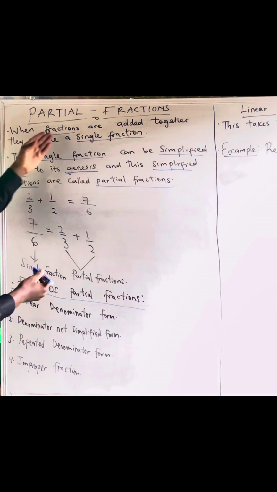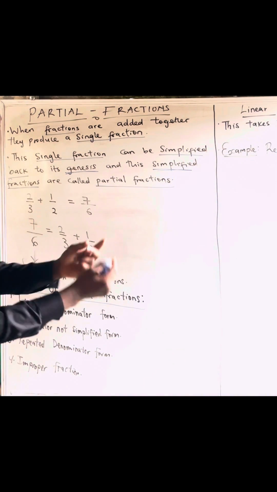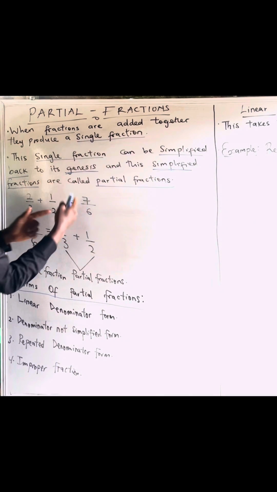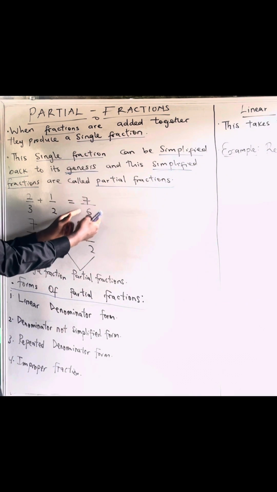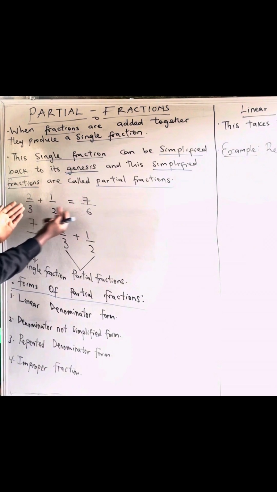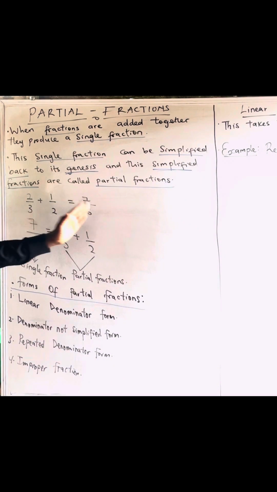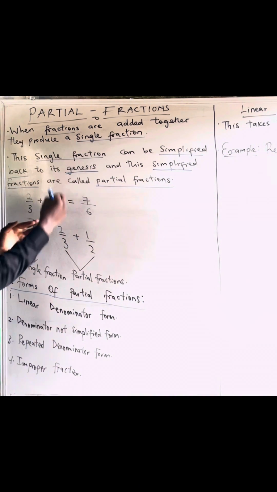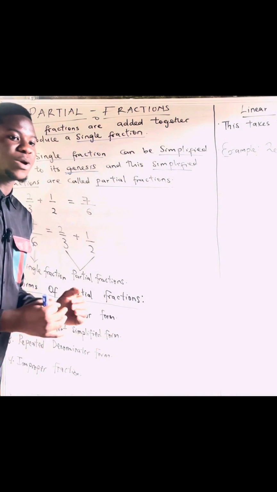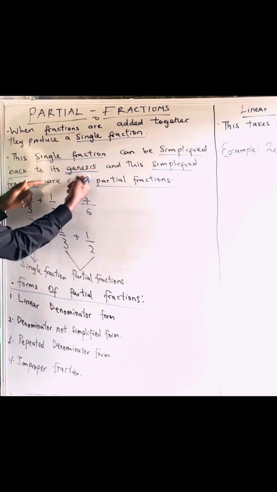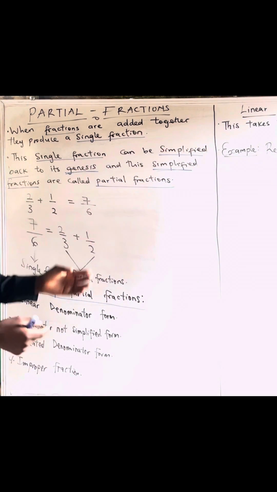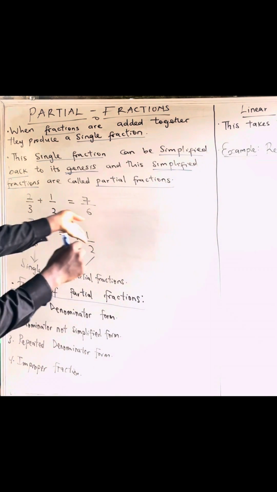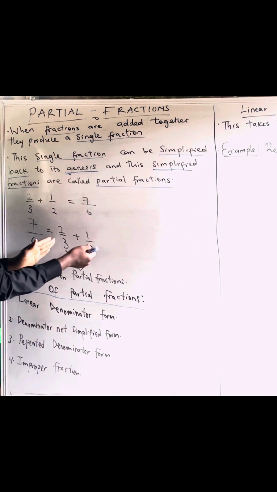So we said that when two fractions are added together, they produce a single fraction like this. We said that if we should add these two fractions together, we are going to get this single fraction. So this single fraction can be simplified back. That is to say, we can break it back to its genesis. When we talk about this genesis, that is what? Its basic form, its general form. So it can be simplified back to its genesis.